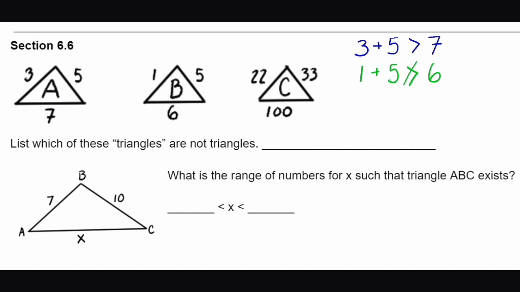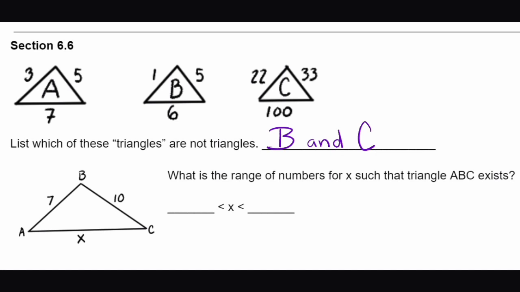However, for triangle B, the 2 small sides, 1 plus 5, is equal to 6. And it turns out that 6 is not greater than 6 because they're equal. So triangle B is not a triangle. And triangle C, the 2 small sides, 22 and 33, add up to 55, which turns out is also not greater than 100. So triangle C is also not a triangle. Since it asks us which ones are not triangles, that means B and C are the correct answers.